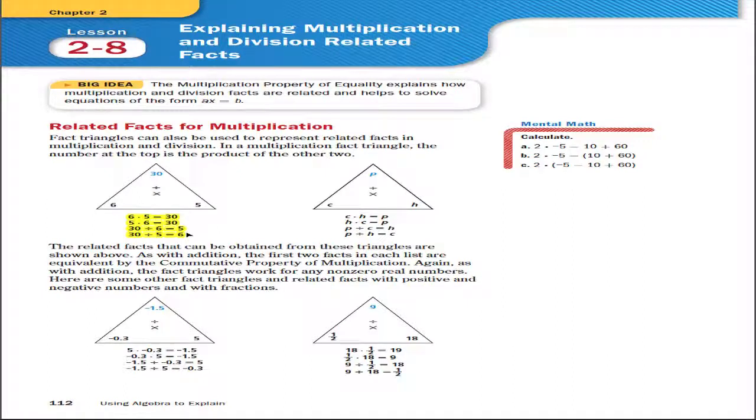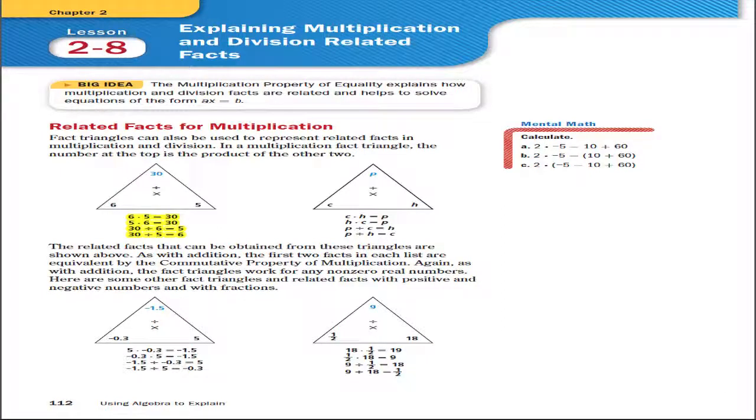The other 2 have to do with the division of the product. So 30 divided by 6 is equal to 5. 30 divided by 5 is equal to 6. So we can see how we can use this, and we'll be able to use it to help us solve some problems. Let's take a look a little bit further here in the lesson.